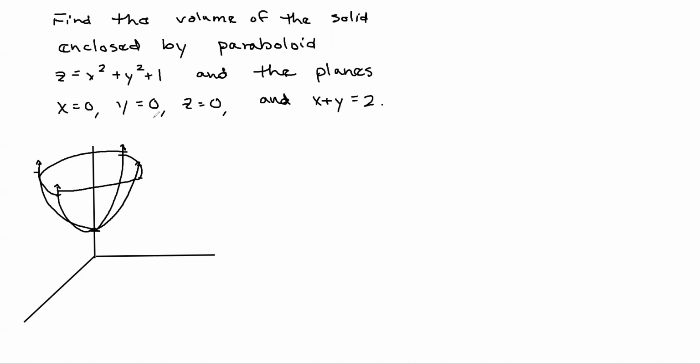It looks like that. What is x equals 0? X equals 0 is the y-axis. Right, so we've got x equals 0 is the y-axis. Y equals 0 is the x-axis. We have z equals 0, so we have the xy plane.